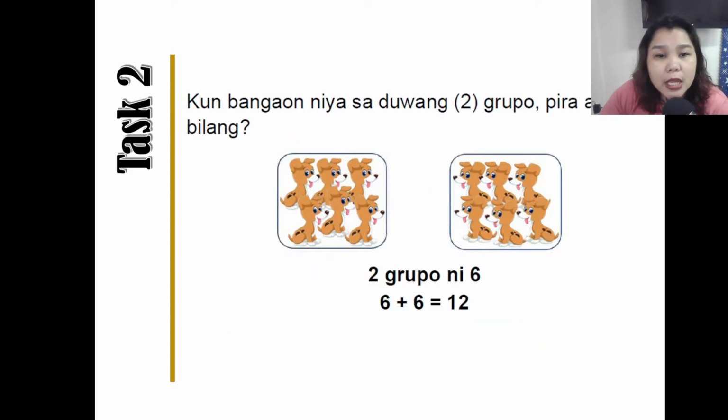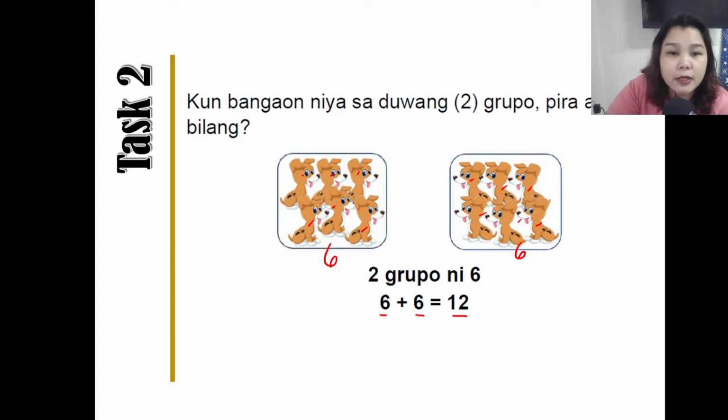Okay, kung bangaon niya sa duwang grupo, piraan kada bilang. So, this one, with the 12 dogs, he can make it into 2 groups. So, kaya, duwang grupo nin 6, 2 groups of 6. So, 1, 2, 3, 4, 5, 6. So, 6 nga ito. And then, 1, 2, 3, 4, 5, 6. Another 6. So, we can have it 6 plus 6 equals 12. So, pwede. It is possible that those 12 dogs can be put into 2 groups.